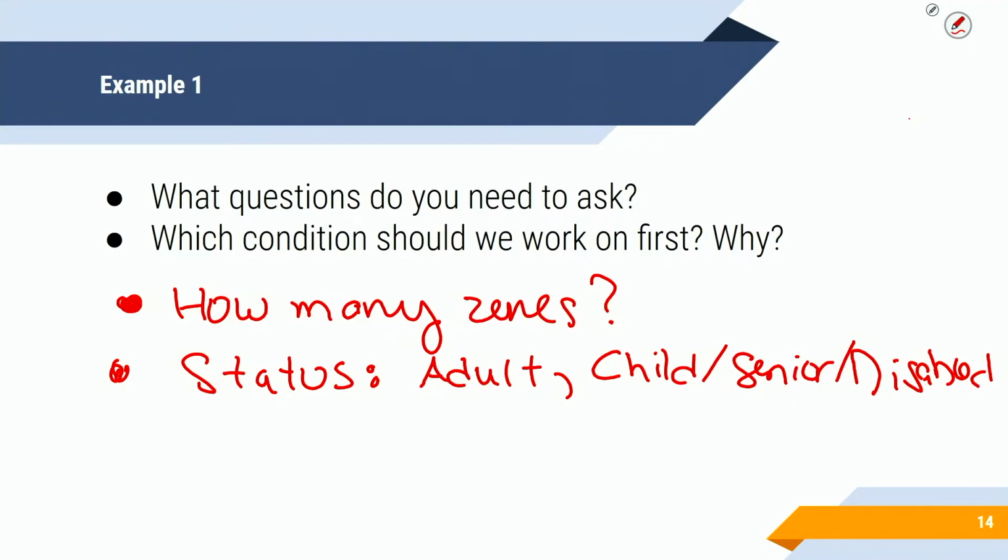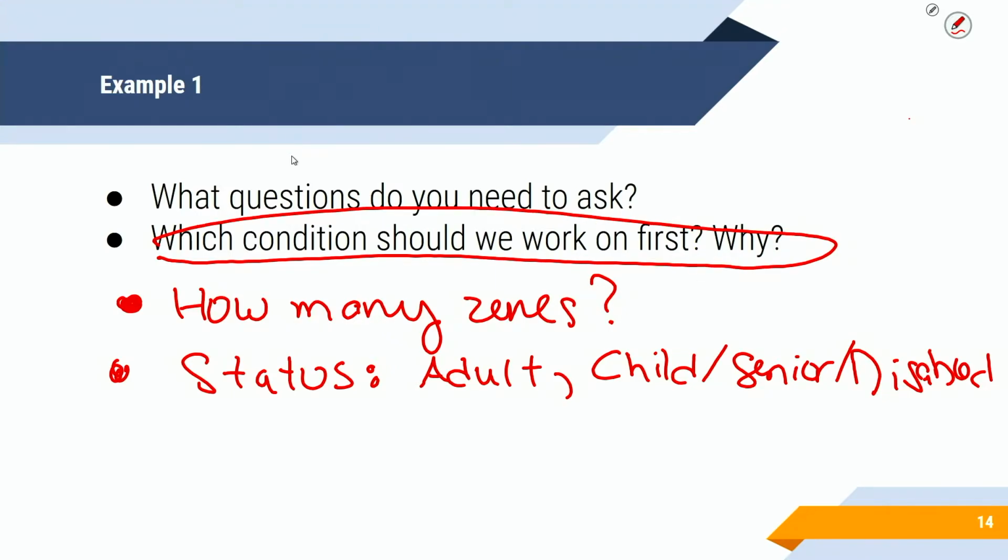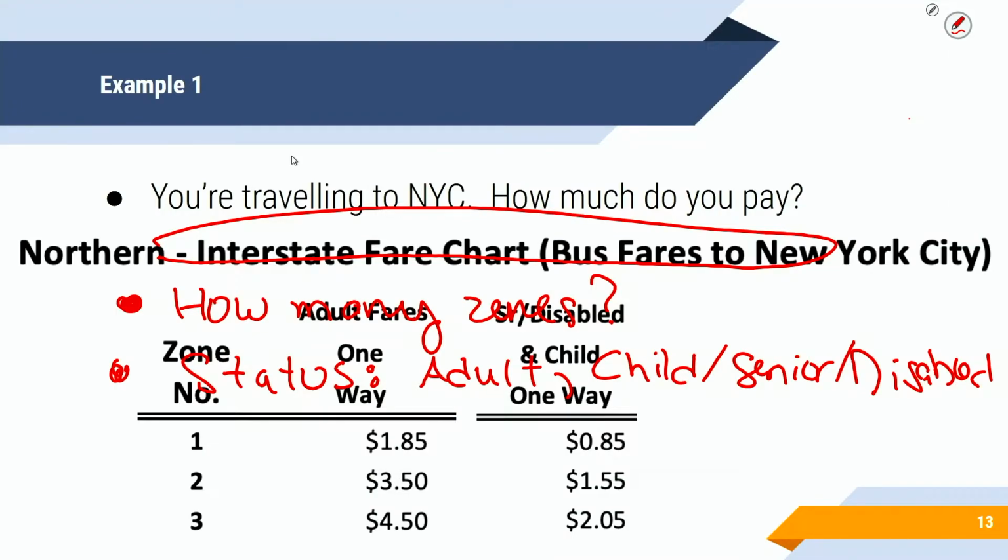Now, the next question is, which condition should we work on first and why? If you think about it, there are only 2 statuses.